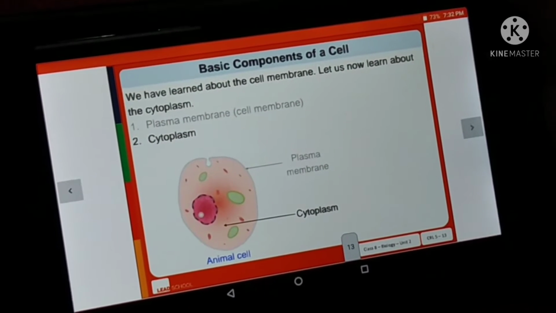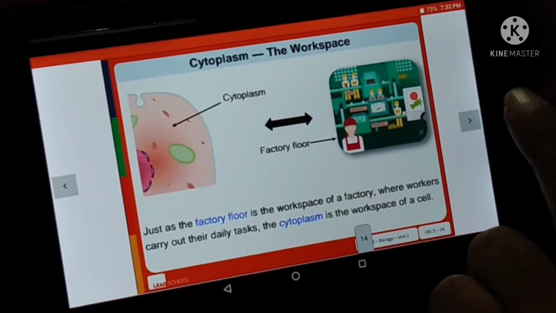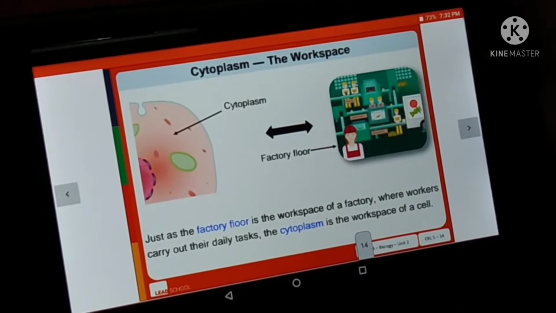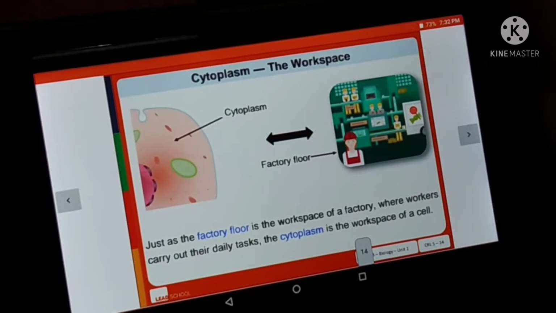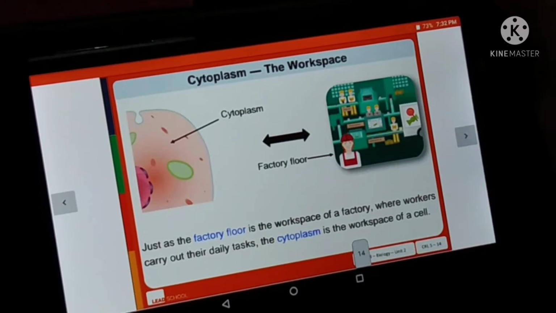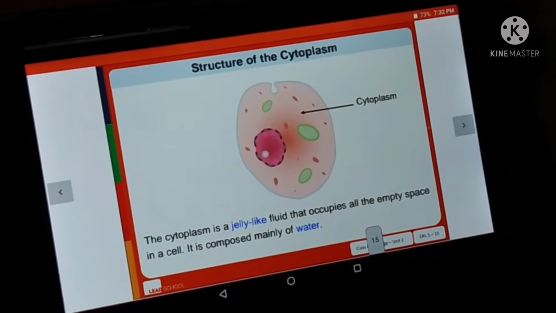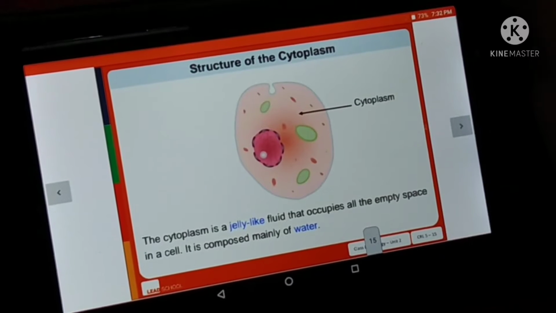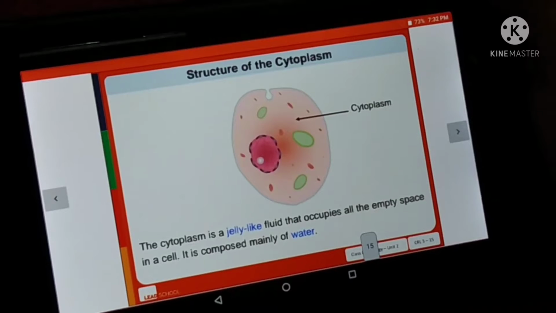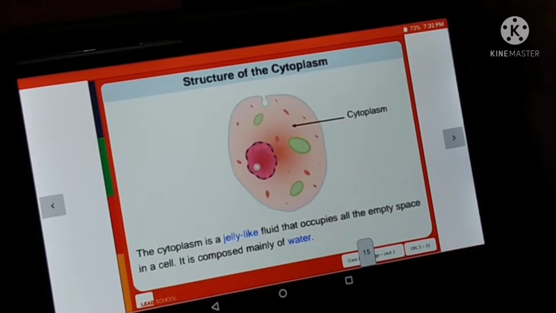Next one is cytoplasm. Let us see the functions. Just as a factory floor is the workspace of a factory where workers carry out their daily tasks, the cytoplasm is the workspace of a cell. The cytoplasm is a jelly-like fluid that occupies all the empty space in a cell. It is composed mainly of water.